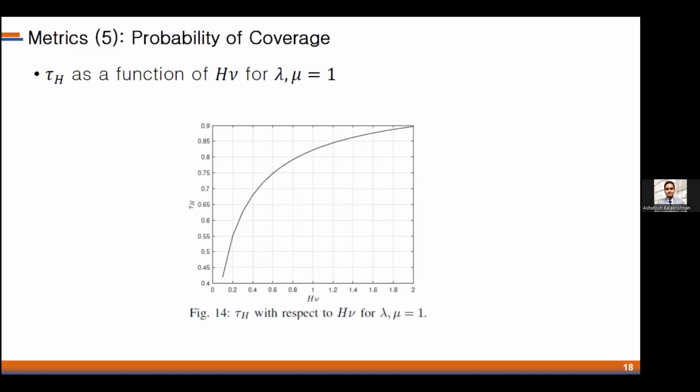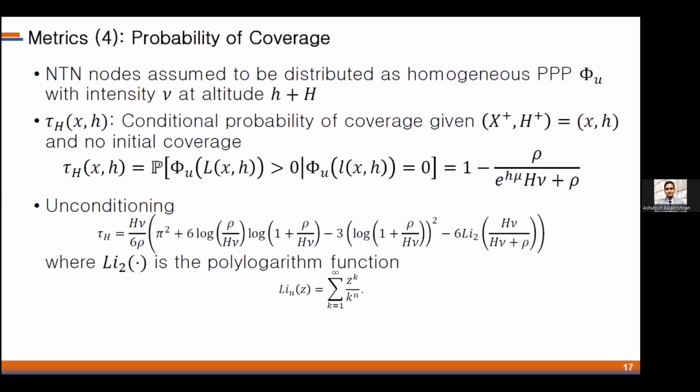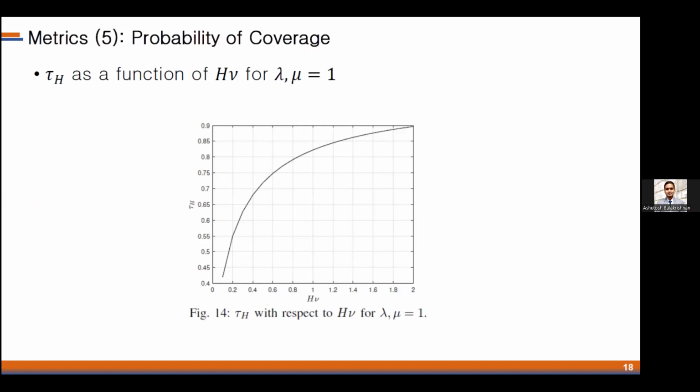In the next slide, this figure shows an illustration of this equation. We can see that tau h is an increasing function with respect to h and nu, the altitude and the density of the NTN nodes. It is very intuitive because if h, the height, becomes larger, and if nu becomes larger, there will be more NTN nodes, and it will lead to an increased value of tau h.